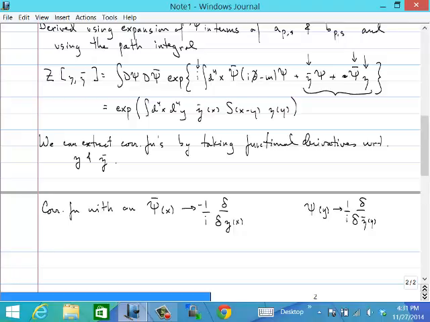So you have a Y, and then you have these 3 functional derivatives. You get a d by dJ, a d by d eta, and a d by d eta bar.